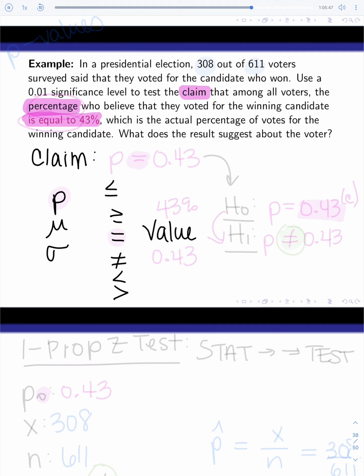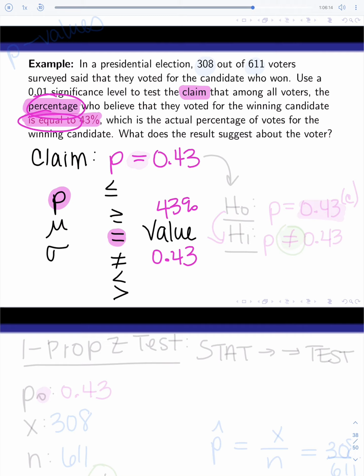Well, again, we're dealing with a percentage or a probability, so we're going to be starting out with a p in our claim. And then the next thing, they actually told us what symbol, they said is equal to, so we're going to be using the equal to. Equal to what value? 43%. Again, we got to turn that into a decimal, so 0.43. So our claim is that our p is equal to 0.43.